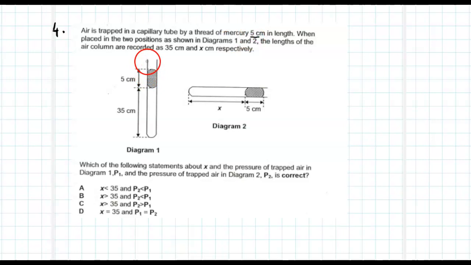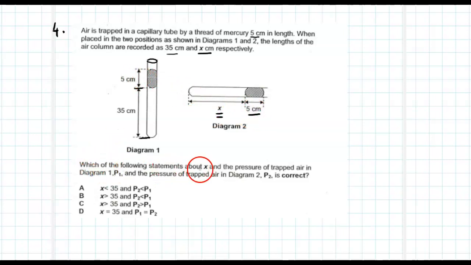So here is a capillary tube, and air is trapped in this side at the bottom of a mercury column 5 centimeter long. When placed in the two positions as shown in diagrams 1 and 2, the lengths of the air column are recorded as 35 centimeter and x centimeter. This length is 35 centimeter in the vertical position. In the horizontal position the length is unknown, x centimeter, and the length of the mercury is here 5 centimeter.